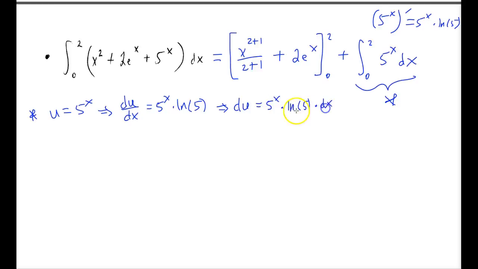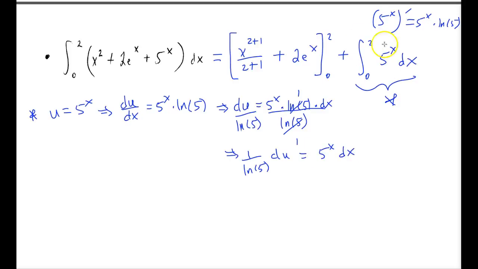And then of course we would divide by natural log of 5. I think before I said we want to just get dx, we really want to get 5 raised to the x dx. So that's what we're looking for. So that reduces to 1, and we just have basically 1 over natural log of 5 du is equal to 5 raised to the x dx. So now in place of what we see here, we are going to put what you see there.